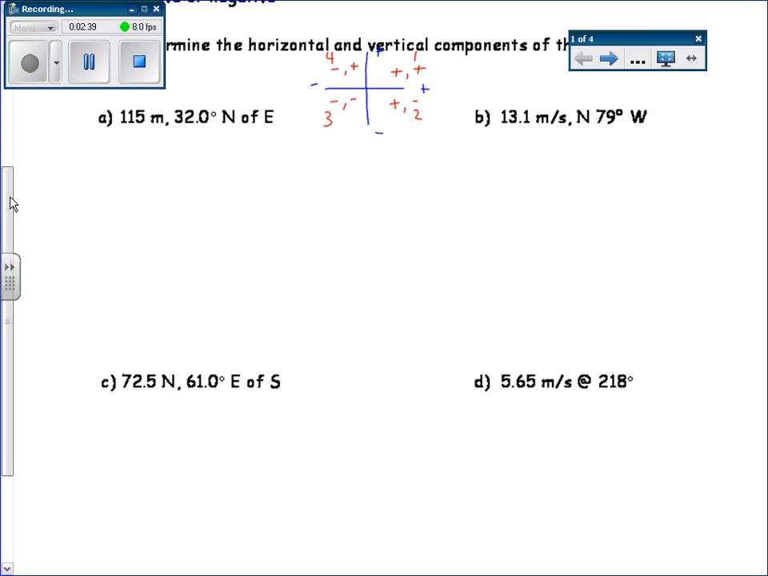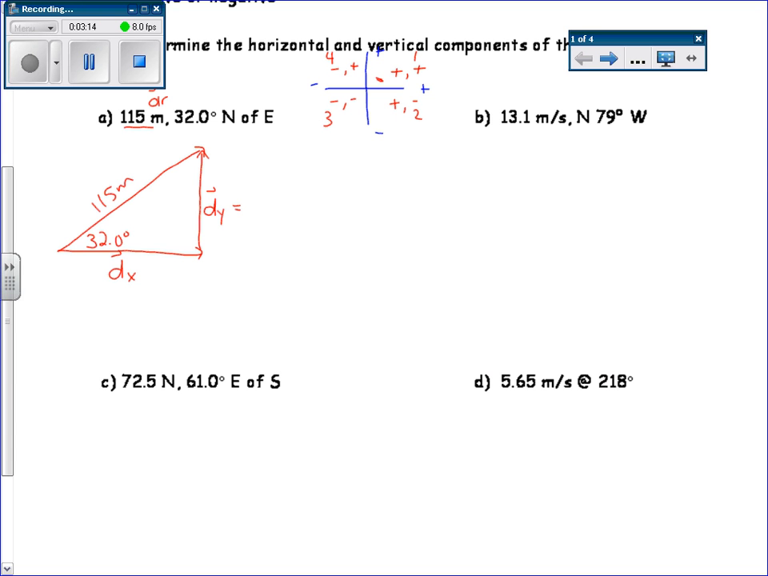So our first vector here is 115 meters, 32 degrees north of east. So north of east is in quadrant 1, so it's over here. So I'm going to draw my resultant, because that's what this is. We're kind of going backwards from what we did before. So we have 115 meters, and that's at 32 degrees north of east. So we can draw on a horizontal component, and we can draw on a vertical component. And so then this becomes the horizontal component of that vector, and this is the vertical component of that vector.